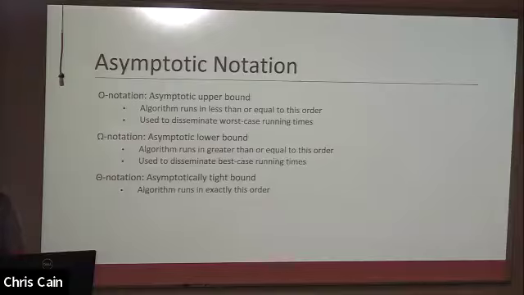So selection sort runs in theta of n squared. Doesn't matter if the data is in sorted order, in reverse sorted order, in randomly sorted order. It will take an amount of time to run proportional to the size of the input squared. So we get an asymptotically tight bound. So make sure that you're using the appropriate symbol to disseminate what you mean.